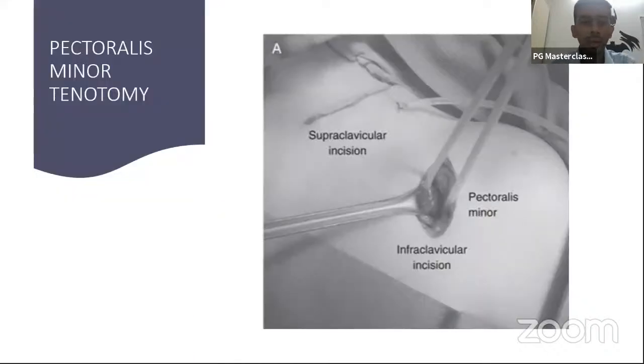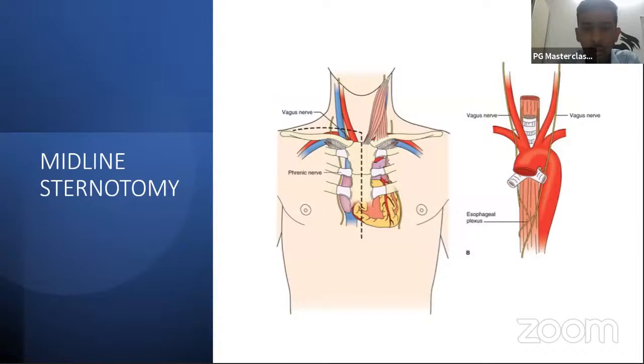That would be my completion of the operative management of the neurological and arterial causes of thoracic outlet syndrome. Okay. Further, I will be continuing my presentation on approaches to various arteries of the upper limb, starting from the subclavian, in case of trauma or other surgeries.